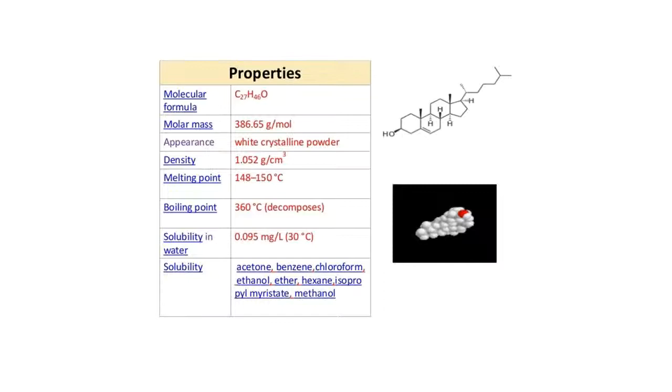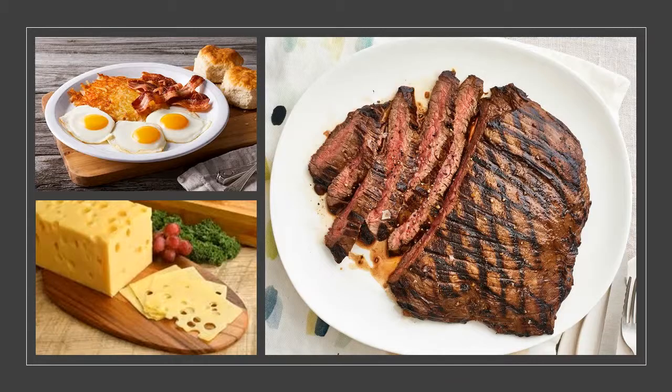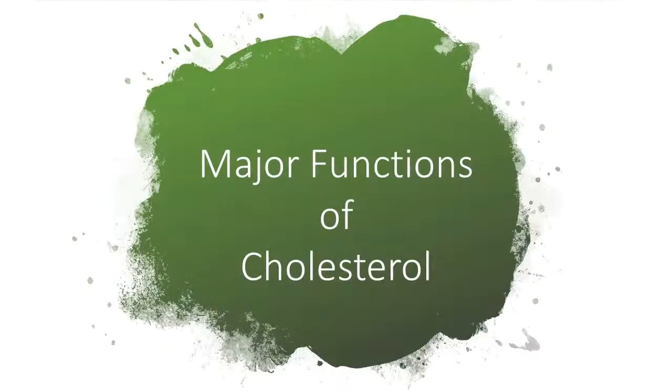Shown here are the properties of cholesterol. Cholesterol is found in foods from animal sources such as egg yolks, meat, and cheese. Cholesterol has important functions in our body.